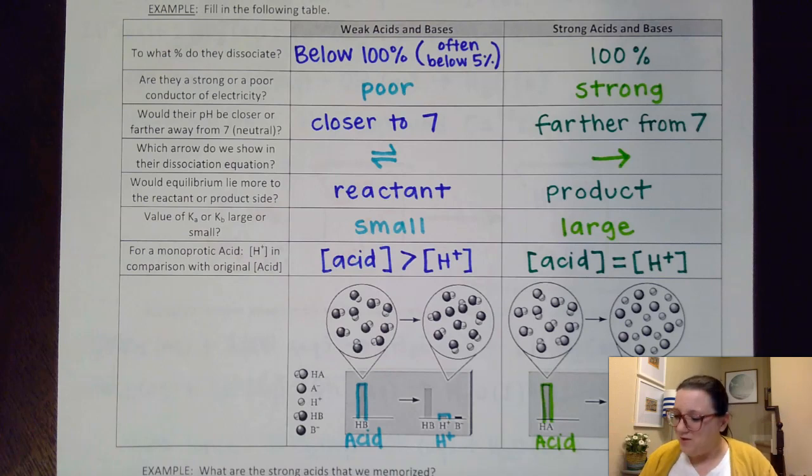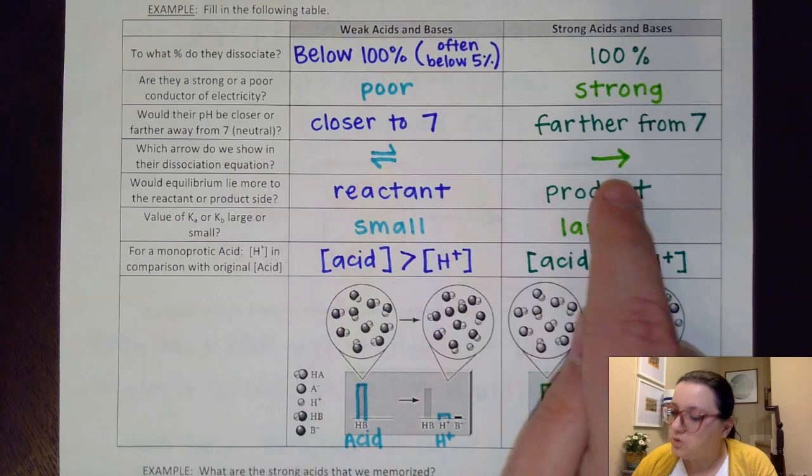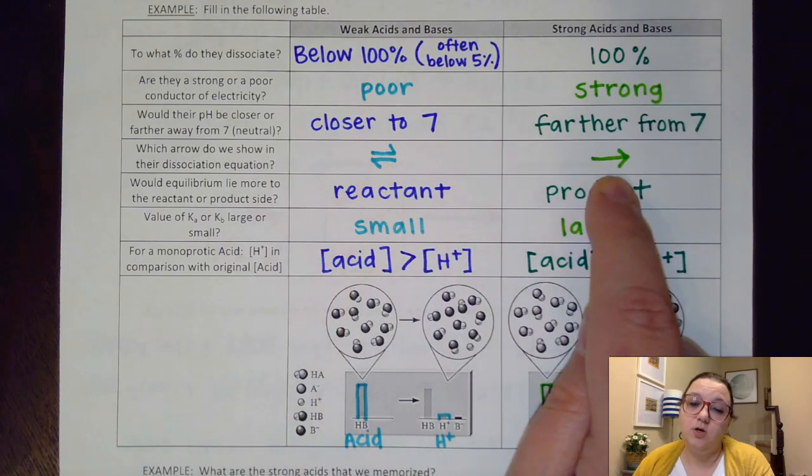Something we've talked about quite a bit in the past is that with a weak acid or base, we put a two-way arrow, meaning we make equilibrium. Whereas with a strong acid and base, we would put a one-way arrow anytime we show their dissociation equation.